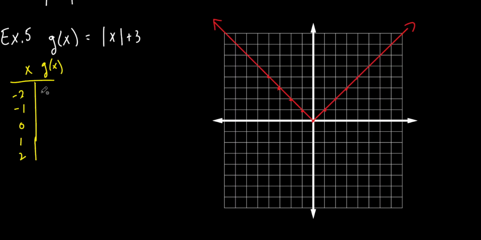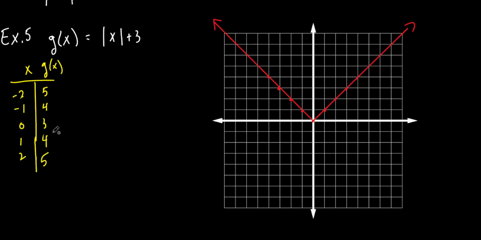I just got to add a 3. So it would be what? 2 plus 3, which would be 5. Put a -1 in there. That makes it +1 plus 3 is 4. Put a 0 in for this. 0 plus 3 is 3. 1 plus 3 is 4. 2 plus 3 is 5.